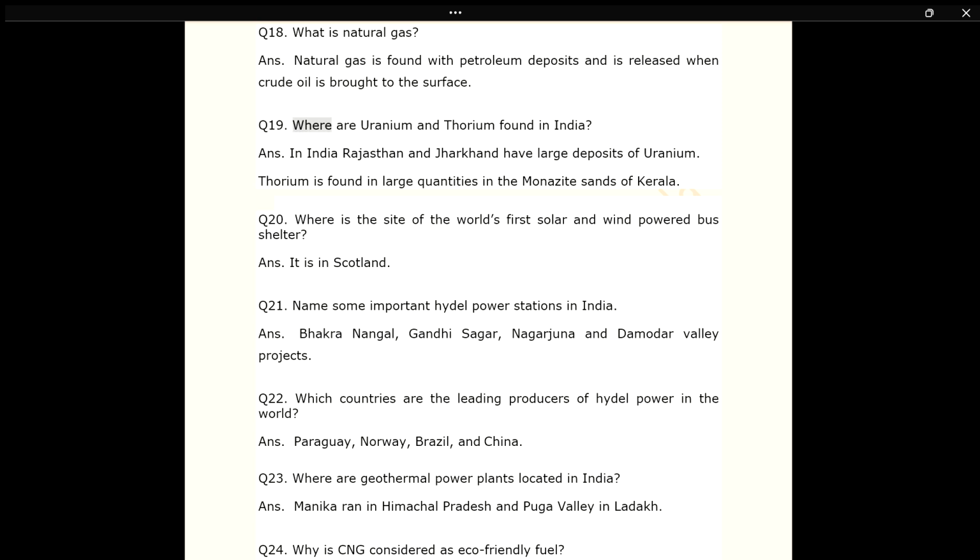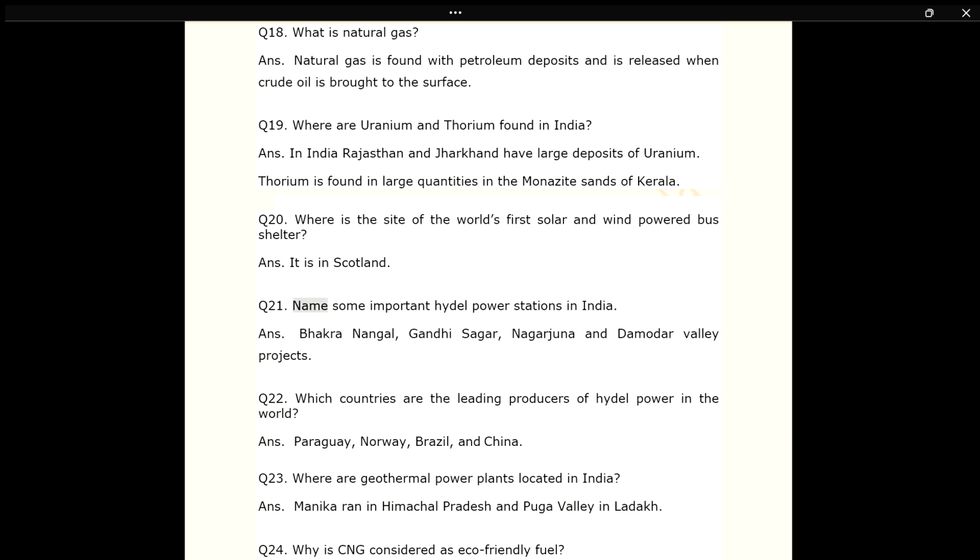Q19. Where are uranium and thorium found in India? Ans. In India, Rajasthan and Jharkhand have large deposits of uranium. Thorium is found in large quantities in the monazite sands of Kerala. Q20. Where is the site of the world's first solar and wind-powered bus shelter? Ans. It is in Scotland.